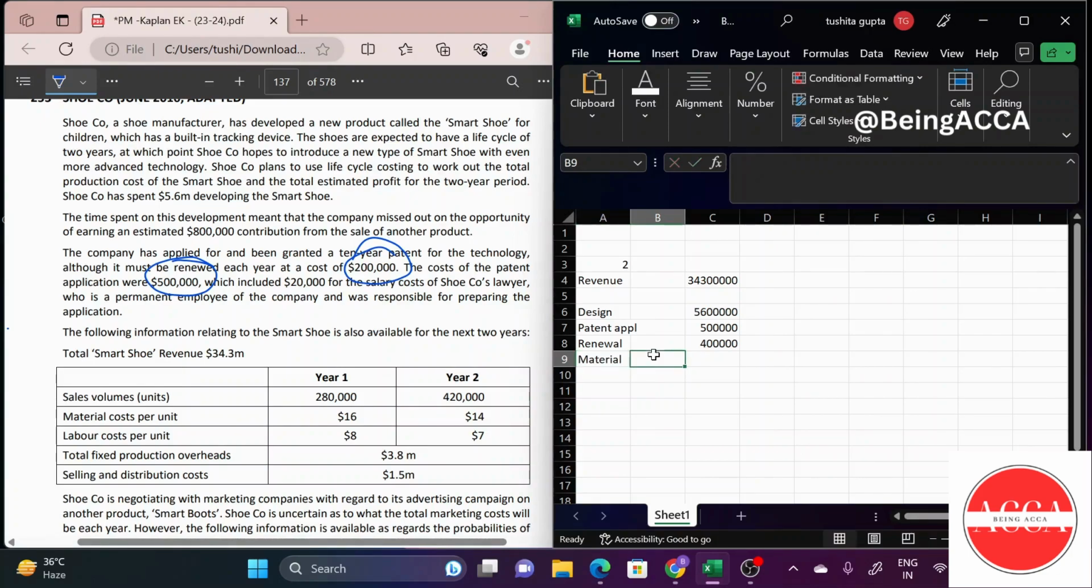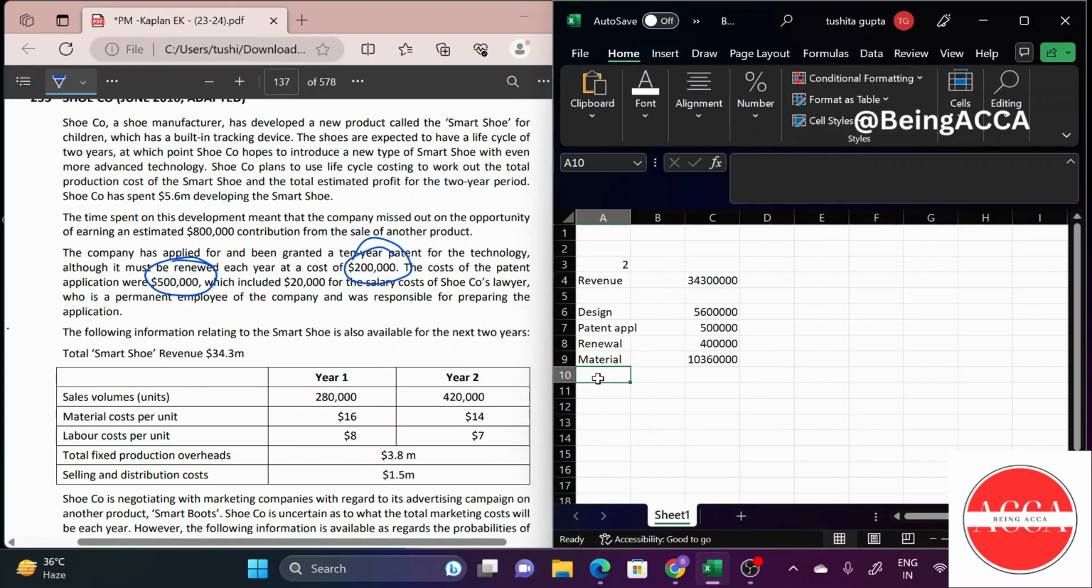Material is going to be costing me 16 in the first year. So 16 multiply the units by the first year, so this is 280,000, and add the 14. 14 is the material cost per unit in the second year, and in the second year we have 420,000 units. So this is my total material cost.